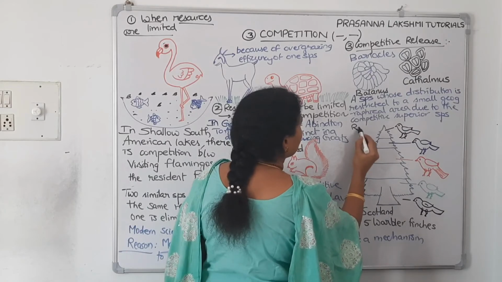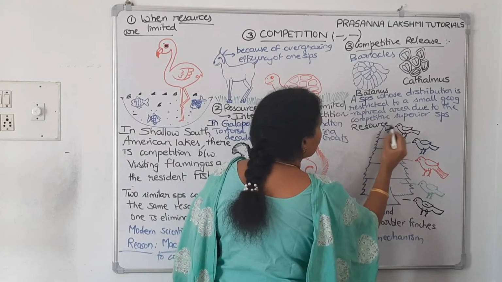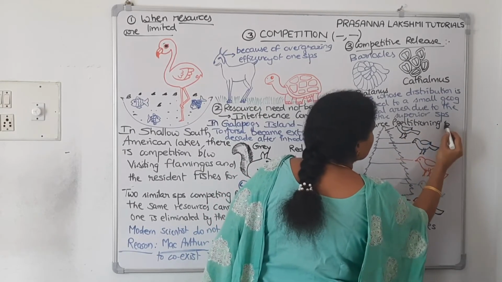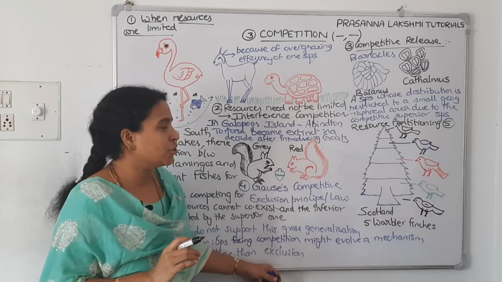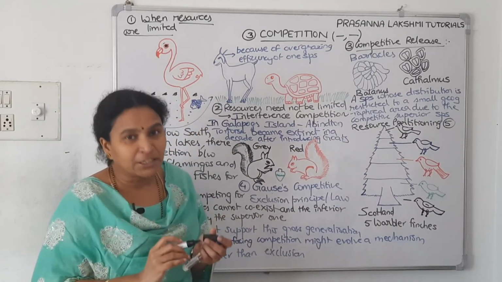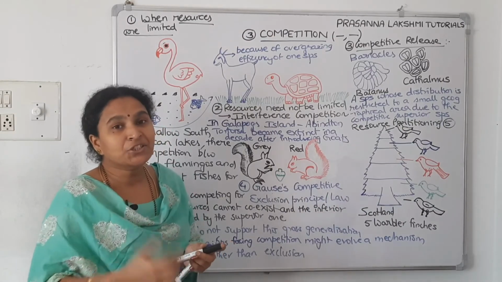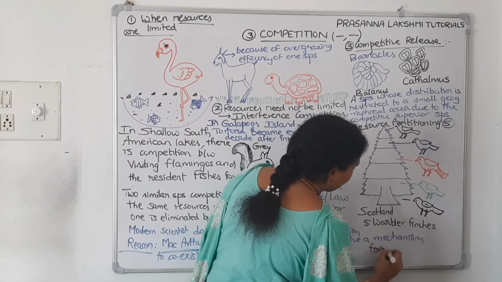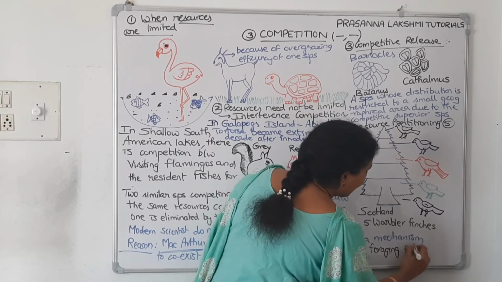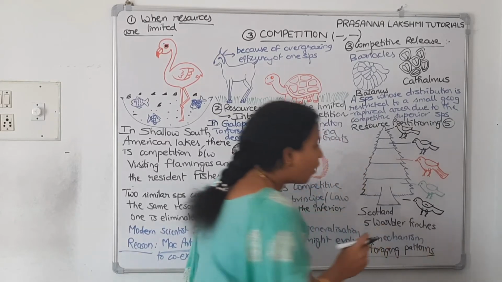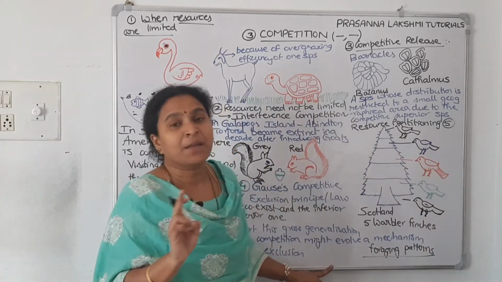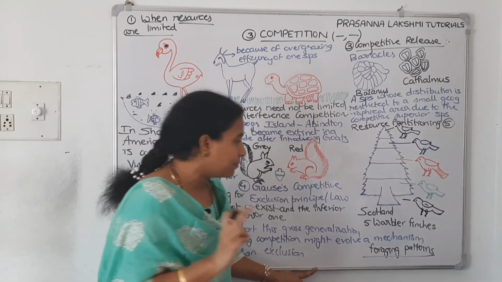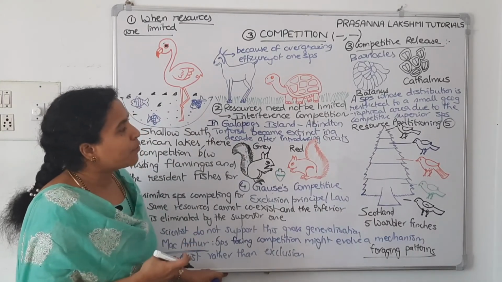This is called resource partitioning. This is our 5th explanation for competition. So the resources, they have partitioned among themselves. They are showing behavioral changes in their foraging patterns. And all 5 are coexisting on the same tree. That's what our MacArthur has told. This is about resource partitioning.